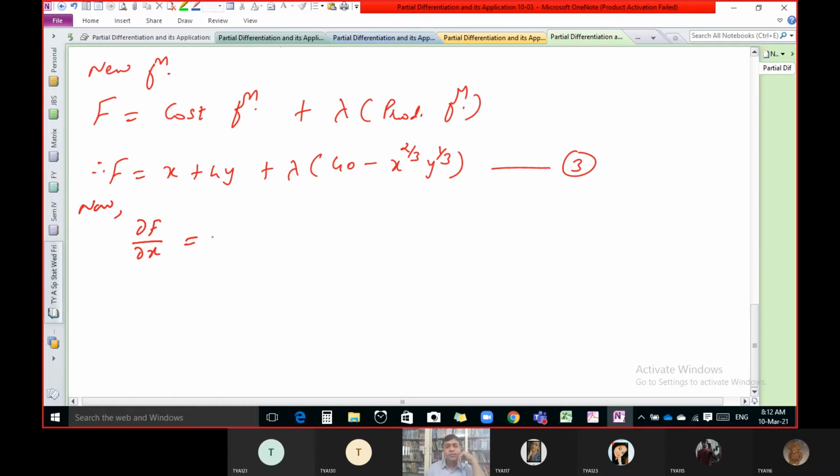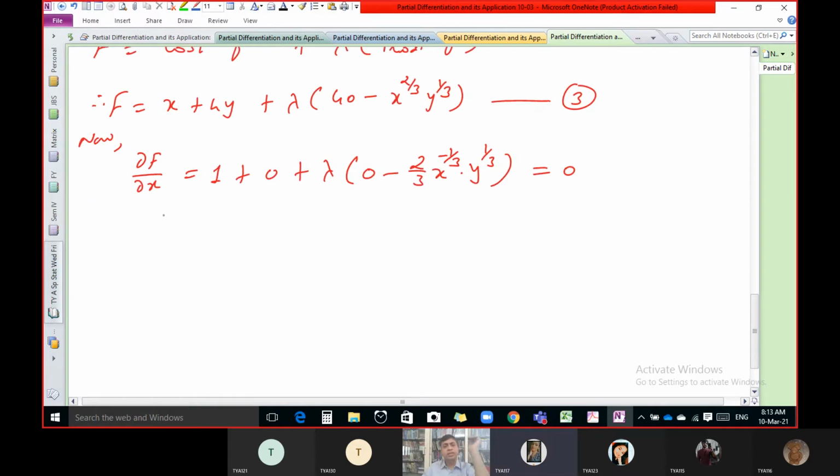What is the derivative of x? 1. 1 plus 0. 0 plus lambda in bracket. Derivative of 40 is 0. Now tell me the derivative of this part with respect to x. 2 by 3 into x raised to 1 by 3, minus 1, minus 1 by 3. Yes, minus 1 by 3. And y raised to 1 by 3 is a constant, so keep that as it is. And equate this with 0.